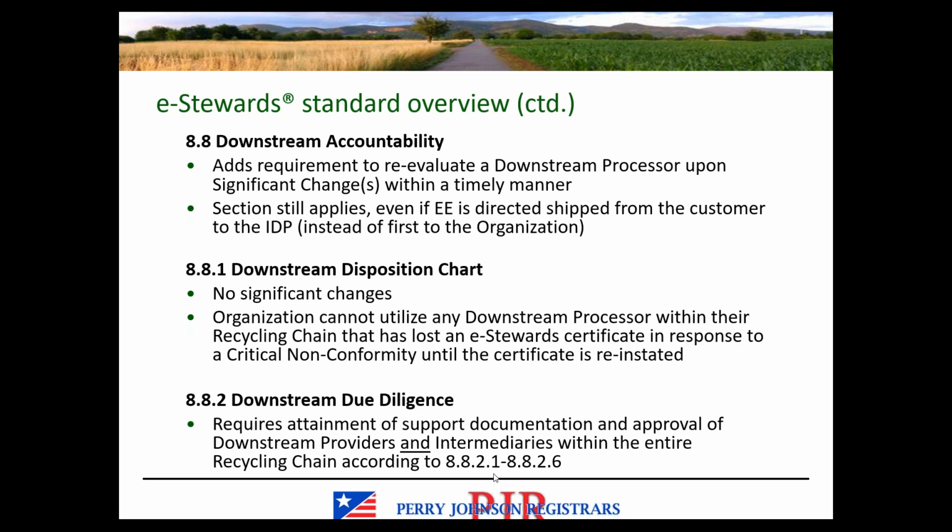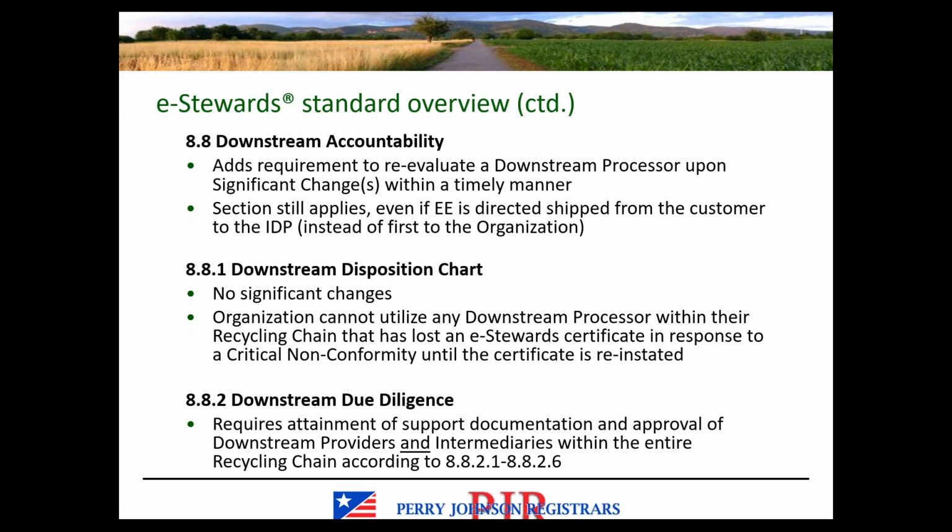8.8 covers downstream accountability. This adds requirements to reevaluate a downstream processor upon significant change within a timely manner. This section still applies even if the electronic equipment is directly shipped from the customer to the IDP instead of first to the organization. So even if the e-Stewards organization isn't actually receiving the equipment, even if they're just facilitating the shipment of those items from the customer to the IDP, they're still responsible under e-Stewards for this downstream accountability requirement.